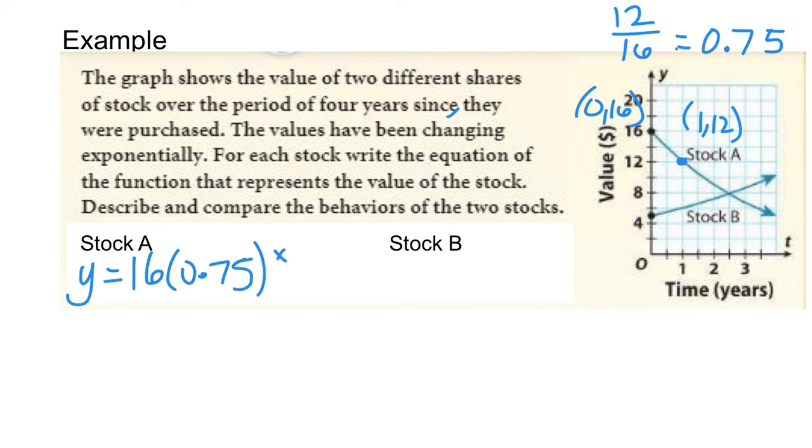I'm going to go and do the same thing for B. So for B, we see that B starts at 5. And then by 1, we're up to 6.